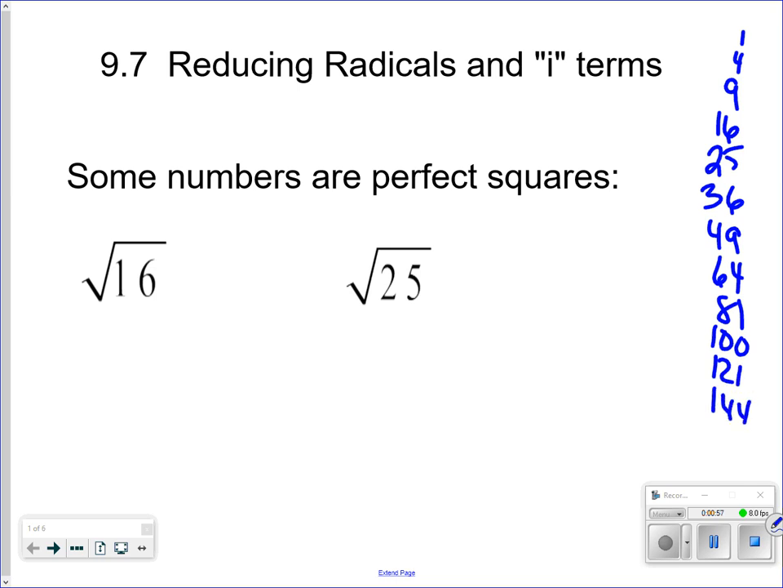These are the first 12 more common ones that you're going to see used. Remember, if I asked you what does 25 come from, you'd say 5. So those are the perfect squares. All right, so perfect square numbers. If you see numbers like this, these are super easy.